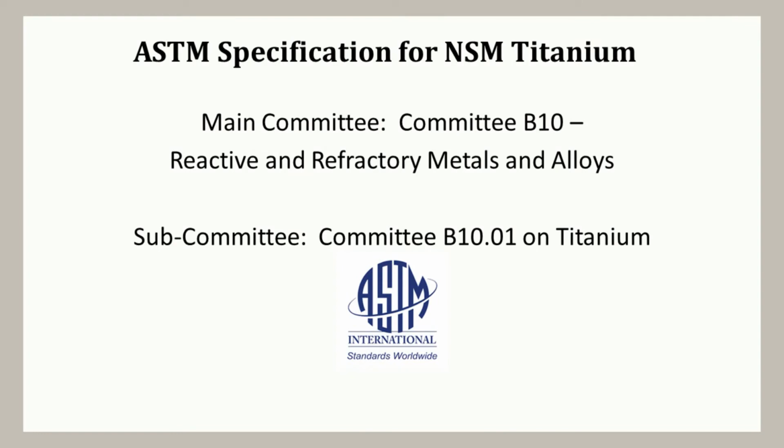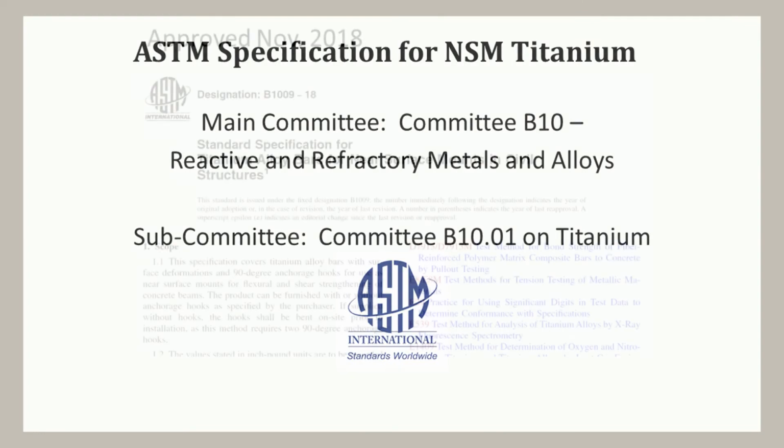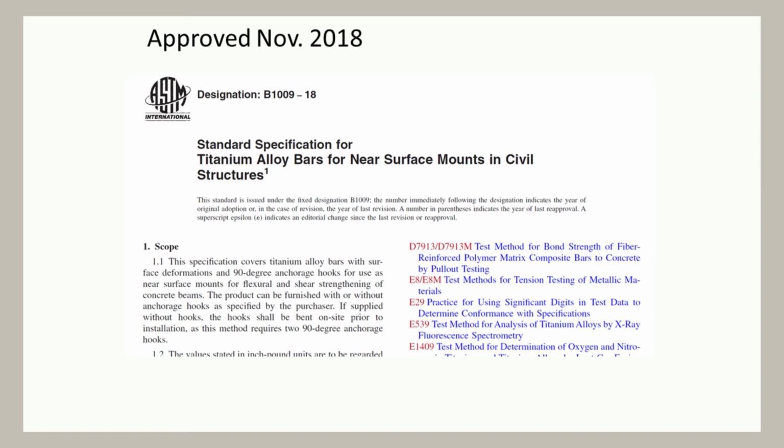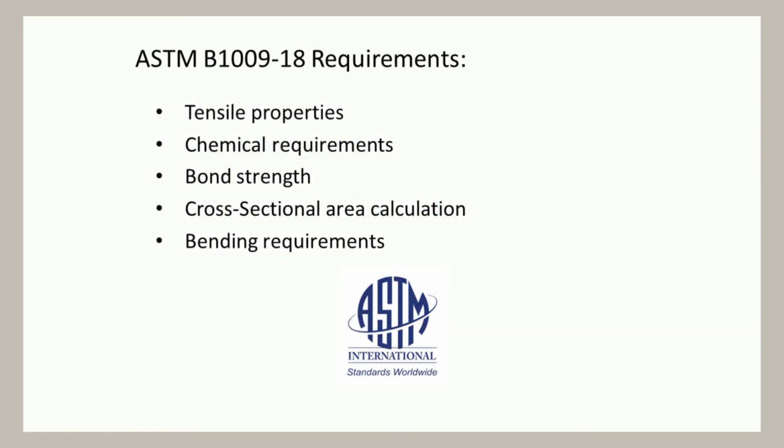So how to help you, there's a brand new ASTM specification out from Committee B10. It was approved in November. It's a standard specification for titanium alloy bars for near surface mounts and civil structures. Right? So it essentially lays out all the tensile properties, the chemical requirements, bond strength, cross-sectional areas, everything you'd need to specify it just like it's a reinforcing bar, except it's not reinforcing, like conventional rebar.